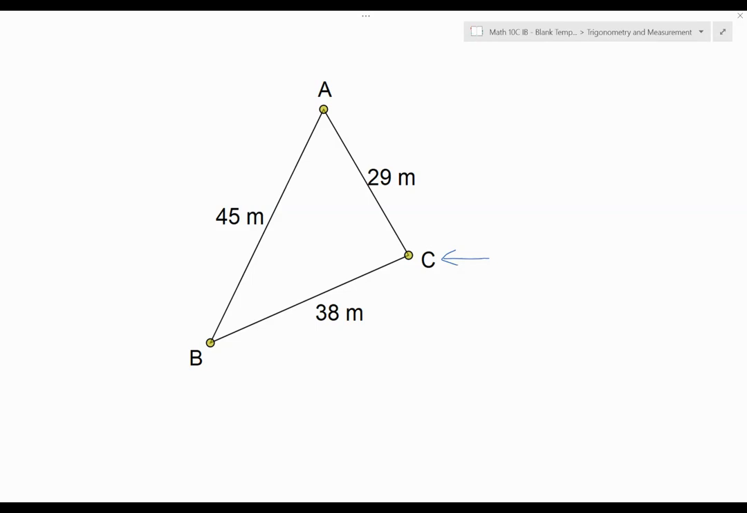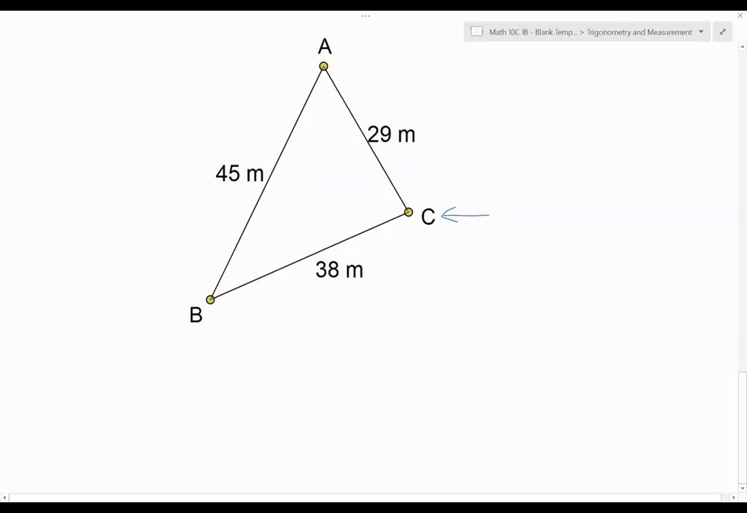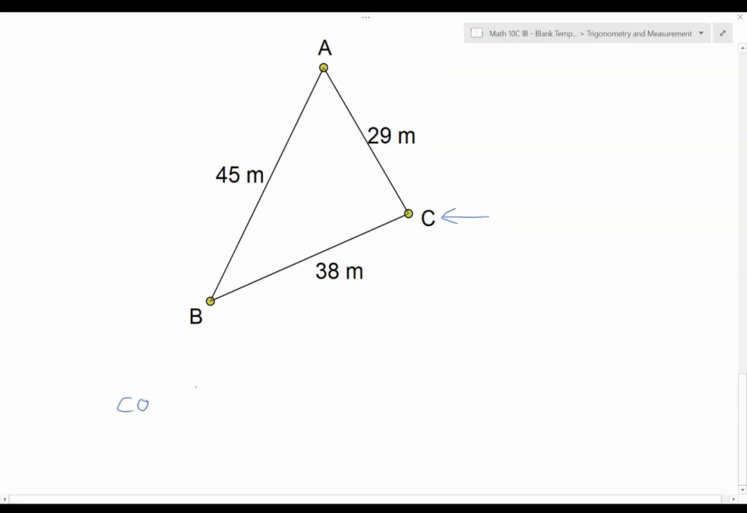But in order to do that, I have to make sure that I'm not getting myself into a trap where this is a case where the sine law can actually give me two triangles. By using the cosine law to find the biggest angle first, we avoid that trap. So let's find the cosine of C.